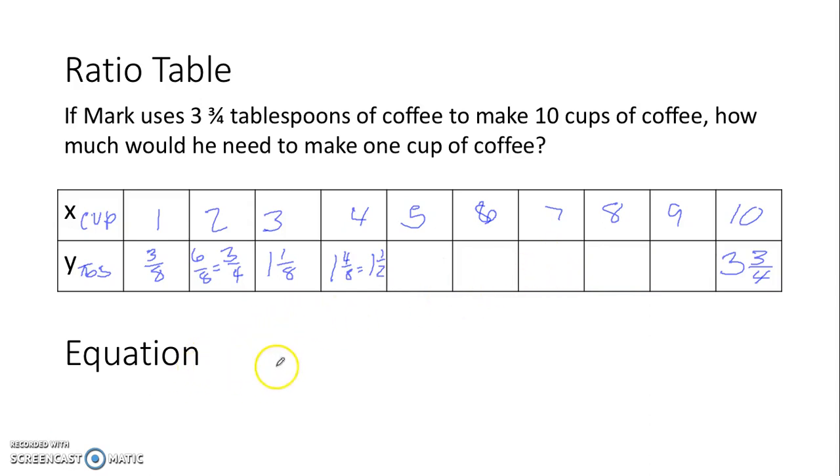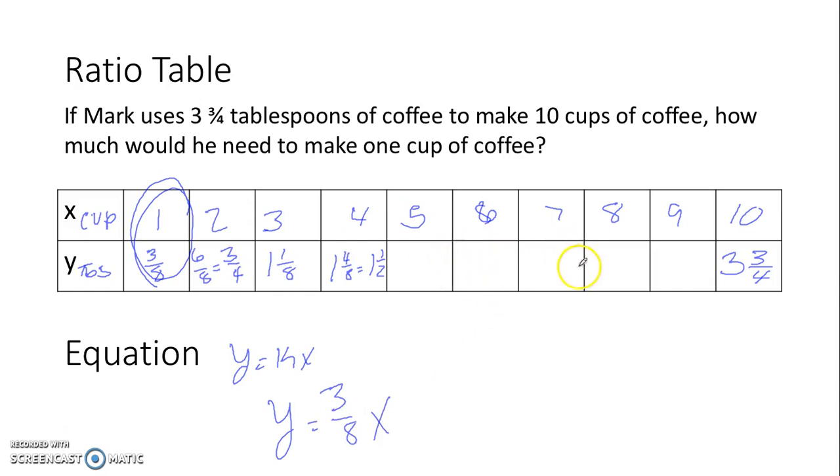Now let's take a look at the equation. Remember that our equation has to be in the form of y equals kx, where k is equal to the constant of proportionality. We did notes on this earlier too; you can refer back to your foldable. So y is equal to the constant of proportionality times x. What's the constant of proportionality in this ratio table? Well, it's right here. So y is equal to 3/8 x.